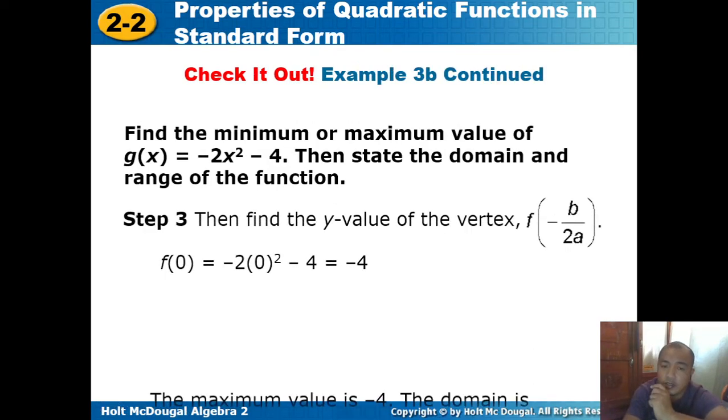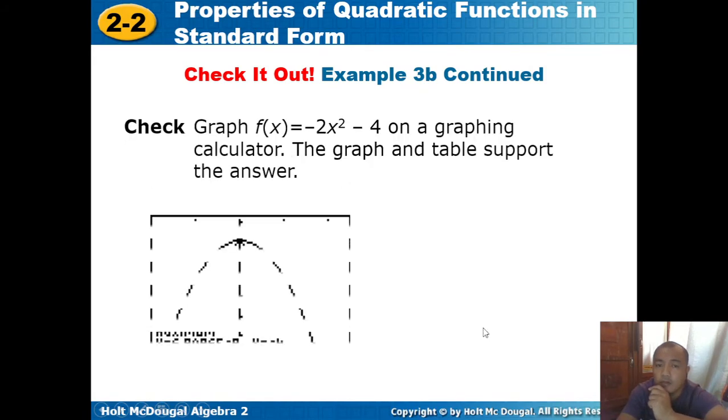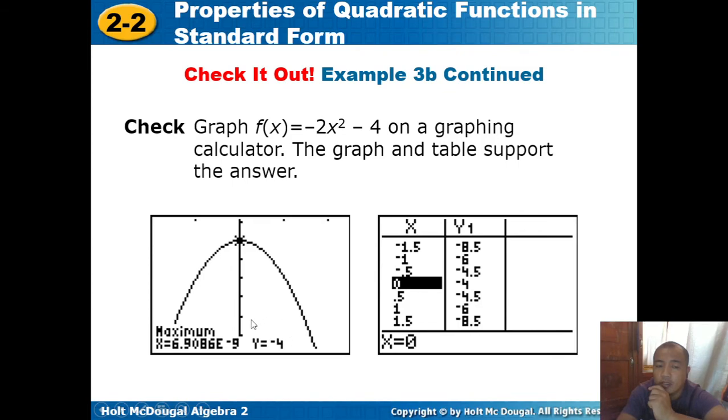So the vertex is (0, negative 4), and therefore the maximum value is negative 4, while the domain is all real numbers. The range is, since this opens downward, y is less than or equal to k, or negative 4. Now the graph here shows that's the maximum value, negative 4. Okay.